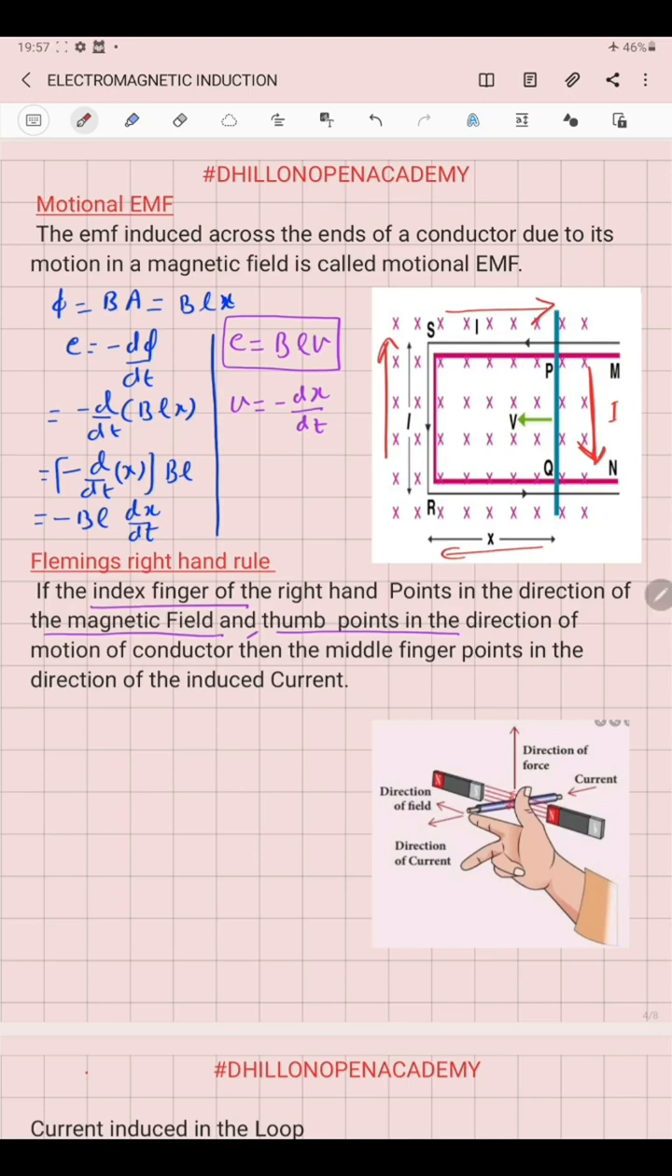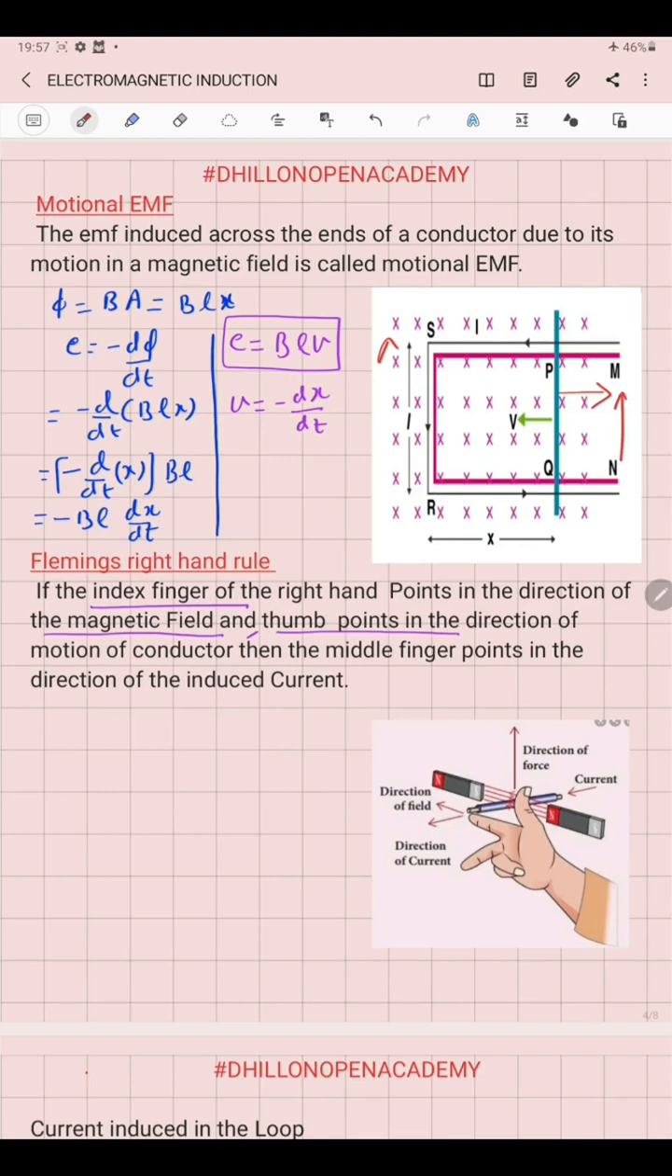You can also verify that if the conductor is now pushed outside, that means if its velocity or direction of motion is reversed in the outside direction, then if you apply the right hand rule, the same current which was earlier flowing from P to Q will now be flowing from end Q to P.